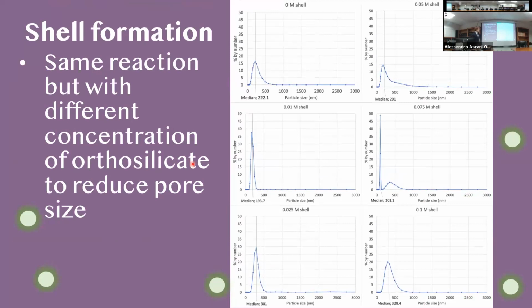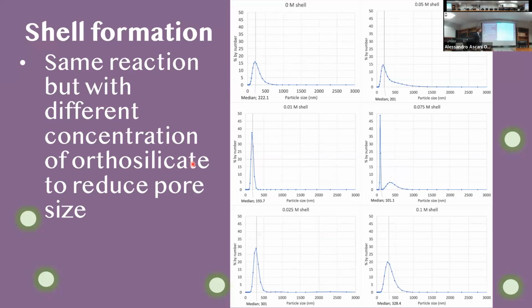And to produce the shell, what we did was repeat the same Stöber procedure after we produced the particles. So let's be clear. First, we produce the particles without a shell. We make sure that the fluorophore is inside of them. Then we take these particles out and we repeat the procedure using the already formed particles as primers for the new shelled particles. And what we notice is that to produce the shell, we varied the concentration of orthosilicate.